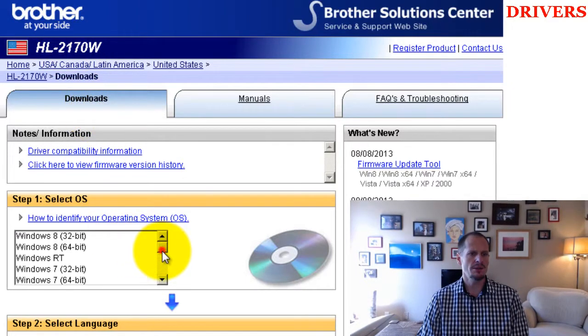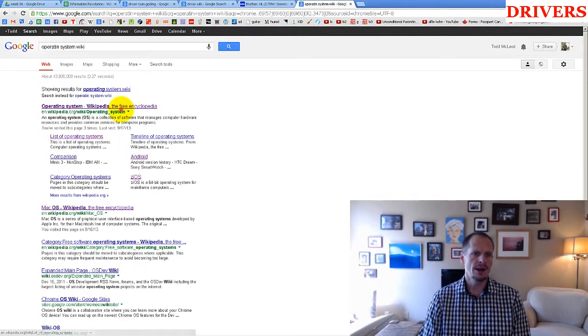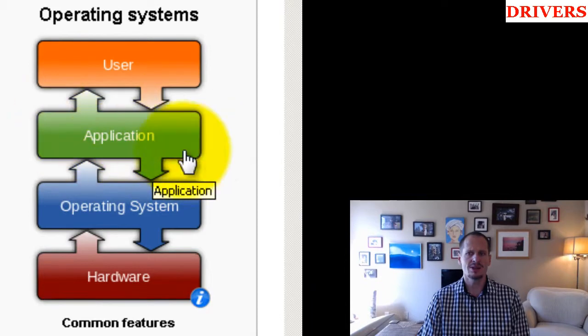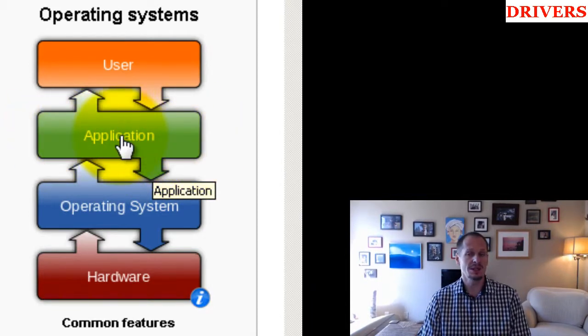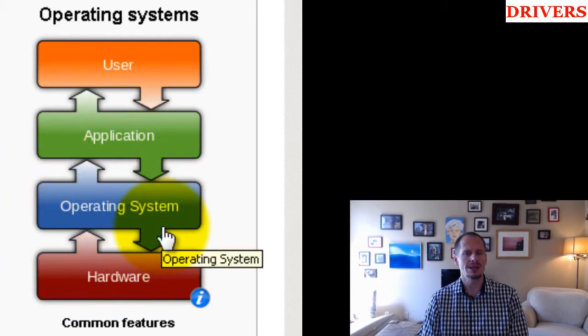And it asks, what kind of operating system are you using? And you have to choose the type of operating system you're using, because you're going to download some software. You're going to download a driver. It's actually utility software, but it's still software. You're going to download some software, and that software is going to run on top of your operating system.